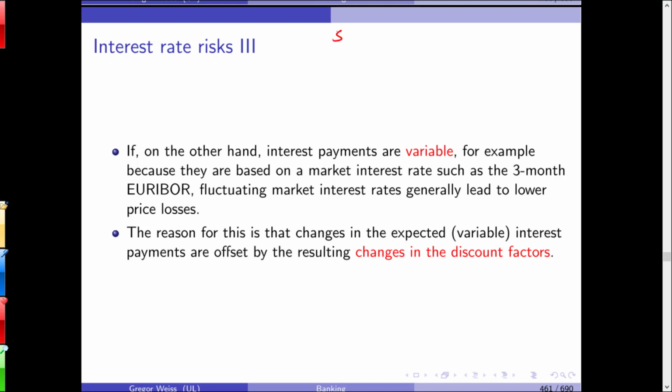Just imagine it like this. You have a coupon bond and you would calculate the fair price in a very simplistic model like this. And this is a fixed income product. If market interest rates change, the discount factors will change.